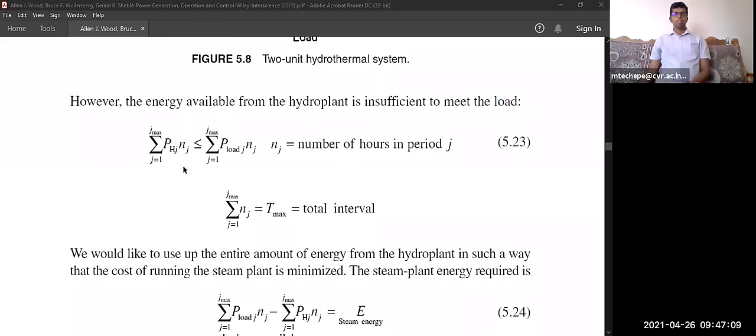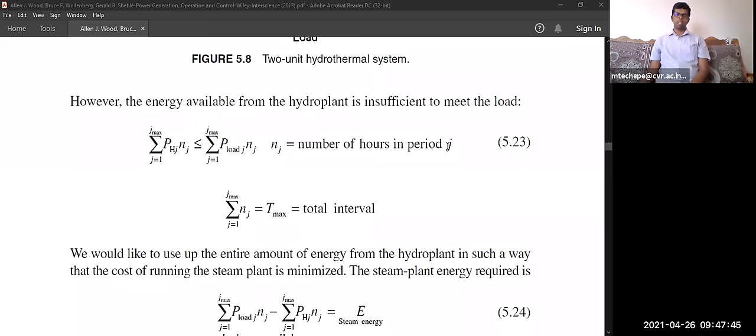and some from nuclear. So the power generated from the hydro power plant alone is insufficient to meet the total demand. That is, sigma j equal to 1 to j maximum, PHj into Nj is less than or equal to P load of j into Nj, where Nj is nothing but the number of hours in period j.